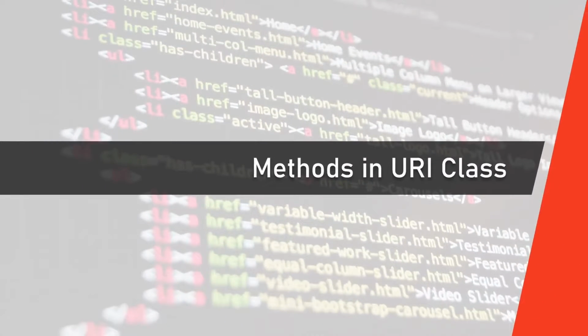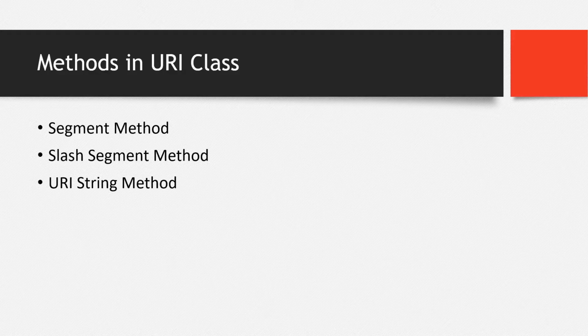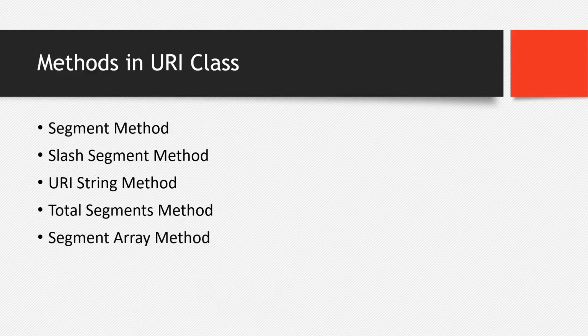Okay, so methods in URI class. So first we have the segment method, then we have the slash segment method, then we have the URI string method, total segments method, and then the segment array method. Okay, so these are just some of the methods available in the URI class.